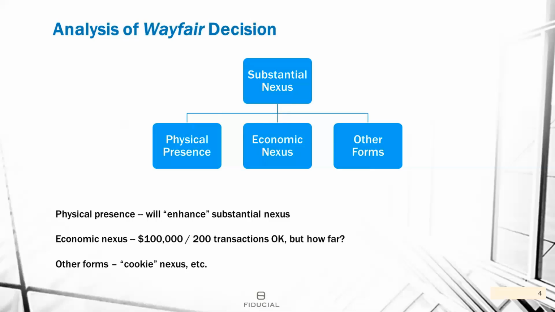So what the Supreme Court has said now is that physical presence is not the only way of getting there. There are multiple ways of getting to substantial nexus. So you can establish substantial nexus through physical presence or through economic nexus, or even through other forms. And a lot of these things have yet to be fully explored and defined, but will be through future litigation.